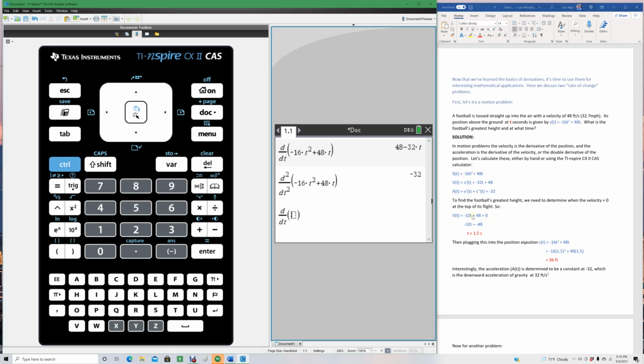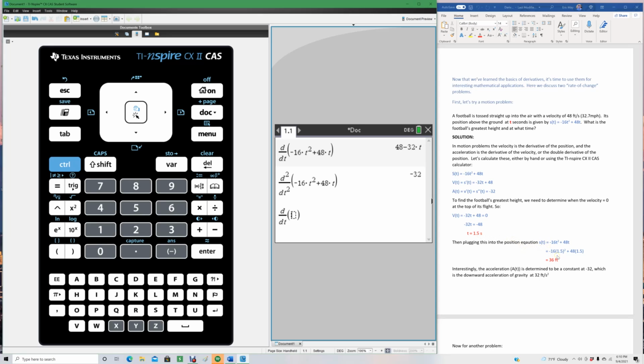So we simply set our velocity, negative 32t plus 48, equals 0, and solving for t, we see that t equals 1.5 seconds. So at 1.5 seconds, the football will have reached its greatest height and then it'll begin falling downward. Now if we wanted to know the height at this time, we just plug it right into our position equation.